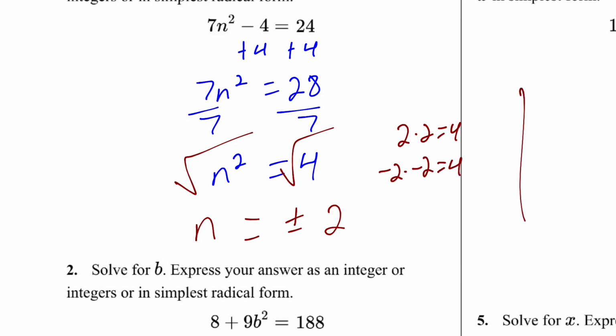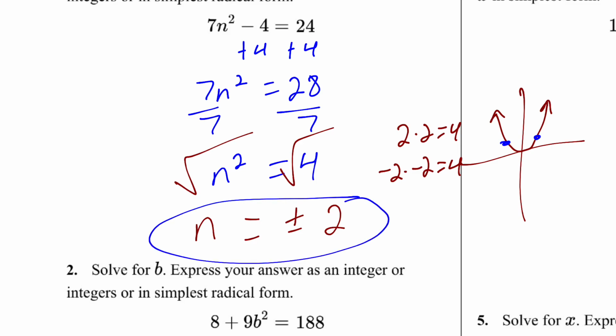The reason for this is, if you think about the quadratic, it functions like this, so there will always be two answers on either side of the curve: the positive answer and the negative answer. We write that succinctly as plus or minus 2.